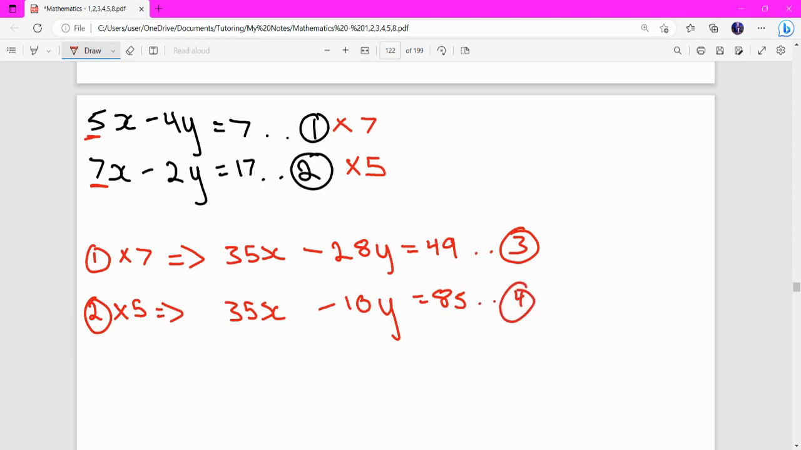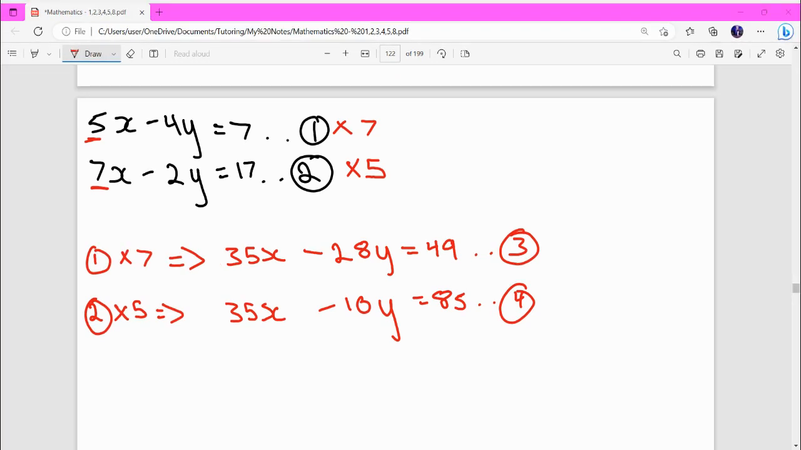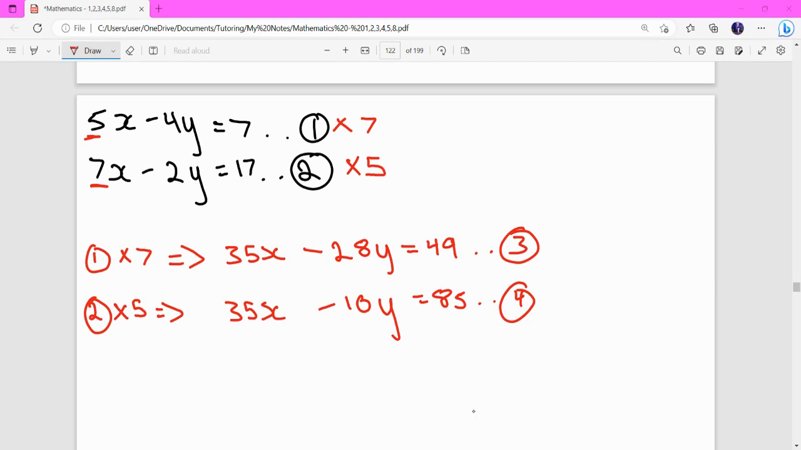Now, let's analyze this. Looking at equations 3 and 4 alone now, we can eliminate x because the coefficient of x is the same. It's 35, right? Alright, so as we can see, the coefficient of x is the same. It's 35. So we can subtract equation 3 and 4. So we say equation 3 minus equation 4.